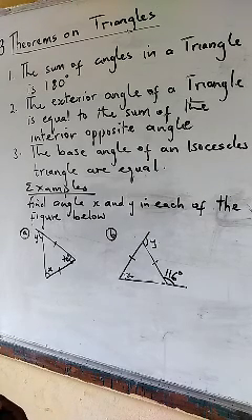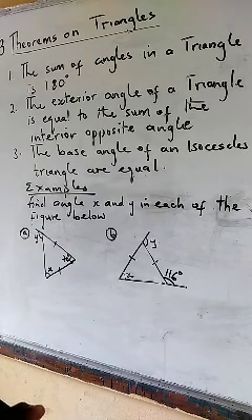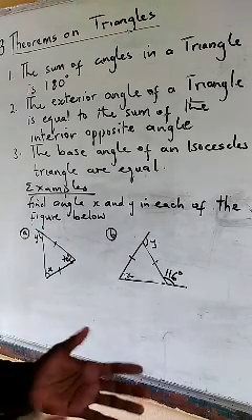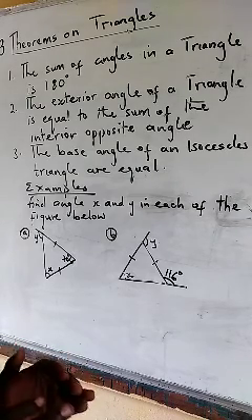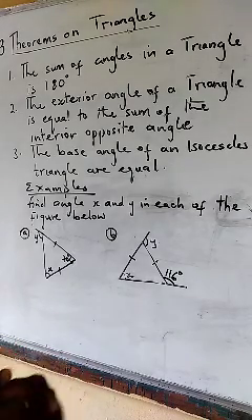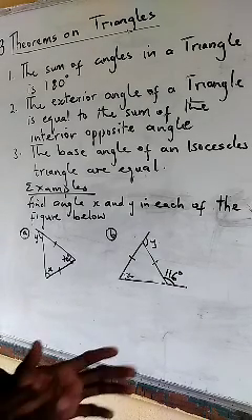Theorem number 3 says that the base angles of an isosceles triangle are equal. Any isosceles triangle that you have, the two base angles are going to be equal anytime.